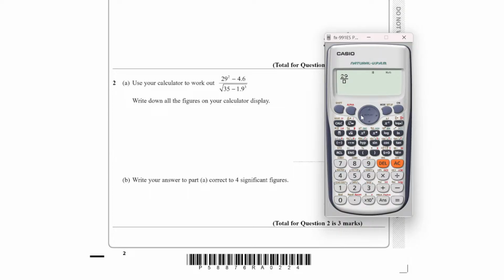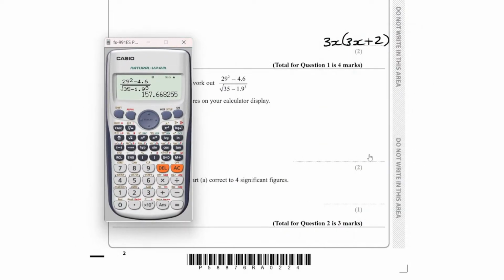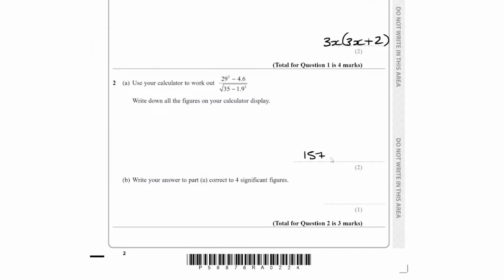So actually, let me get my fraction there. 29 squared minus 4.6, and then we've got a square root 35 minus 1.9, but that's cubed. So I get 157.668255. So I'm going to write literally all of those decimals down. 157.668255. So that's part A, 2 marks for that, which is really nice.